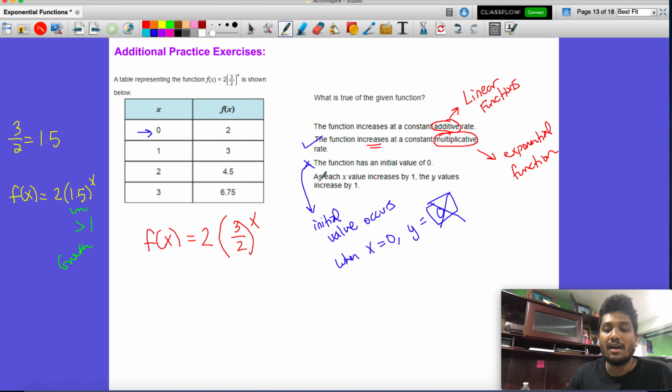Nope. As each x value increases by 1, the y values increase by 1. So taking a look at that, as x goes from 0 to 1, that's definitely an increase of 1. Did this increase by 1? Yes, it did here. To go from 1 to 2, okay, we increased by 1. To go from 3 to 4.5, that's an increase of 1.5. Okay, so that means that this is also not true, making this the only answer. This B right there.